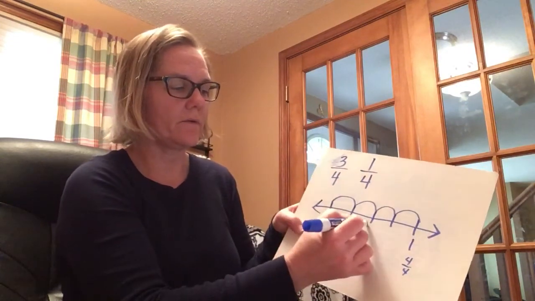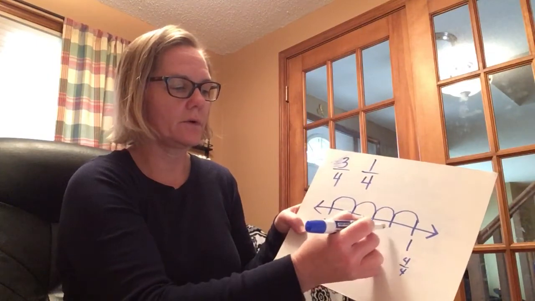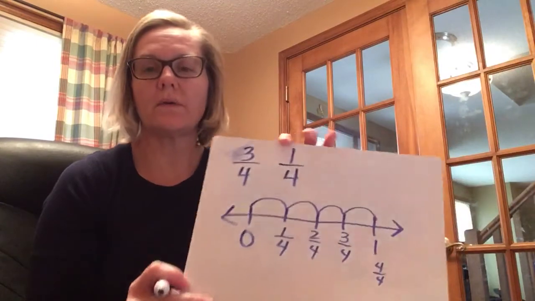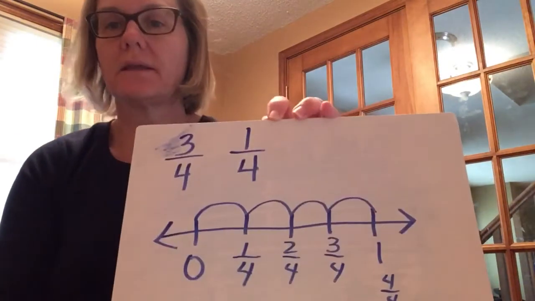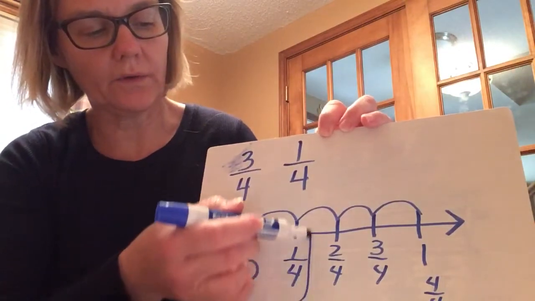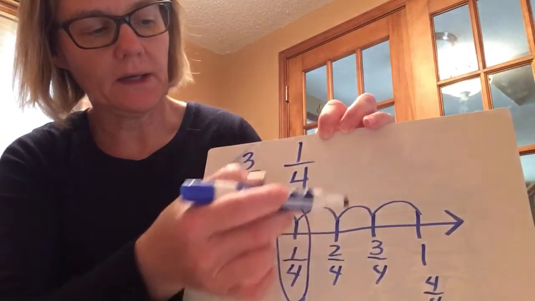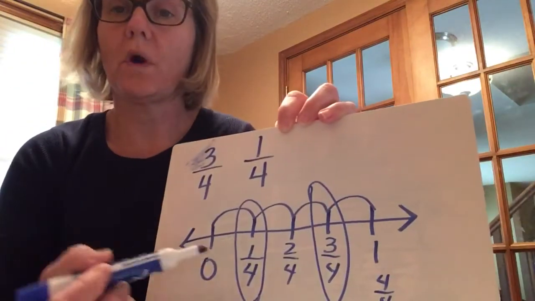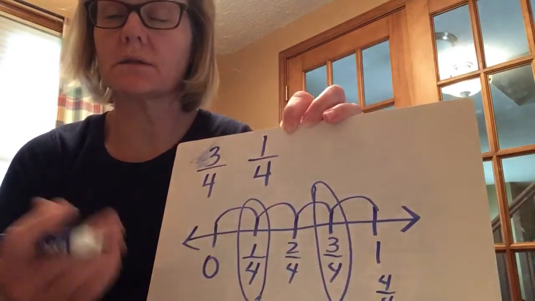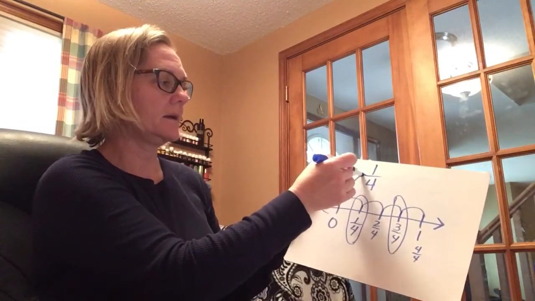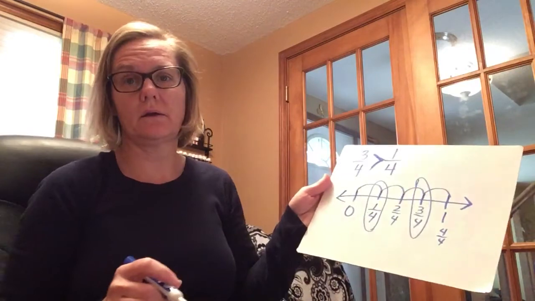And then this is 1/4, 2/4, 3/4. So if I were to find these on the number line, here is 1/4, and here is 3/4. The one farthest to the right is the greater number. So 3/4 is greater than 1/4.